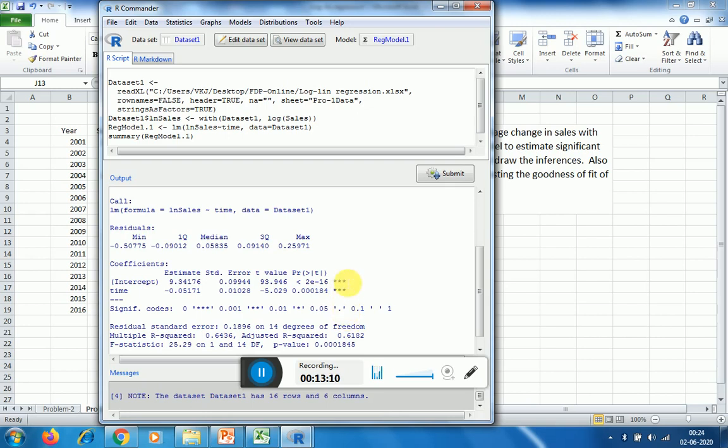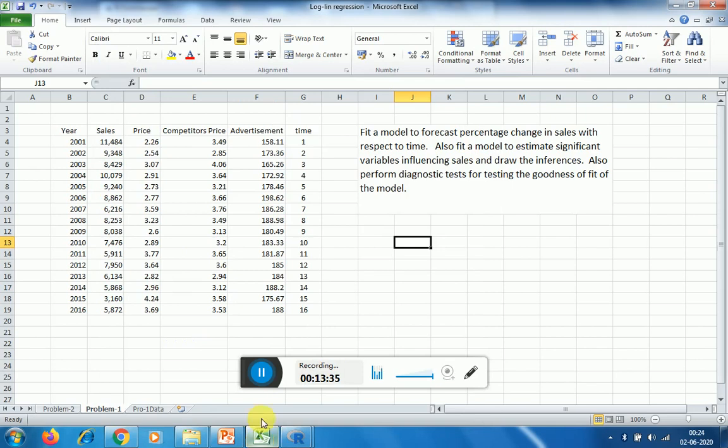So since we can see here that both the values are significant at 1% level of significance, R square is also moderately high, then goodness of fit criteria is also fulfilled. So as such, diagnostic tests are not needed for this particular model. So this is called as the log linear model. Now the second thing here, also fit a model to estimate significant variables influencing the sales. So we need to fit a model to estimate significant variables, not non-significant variables.